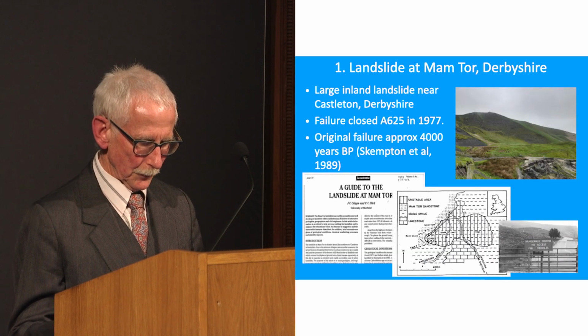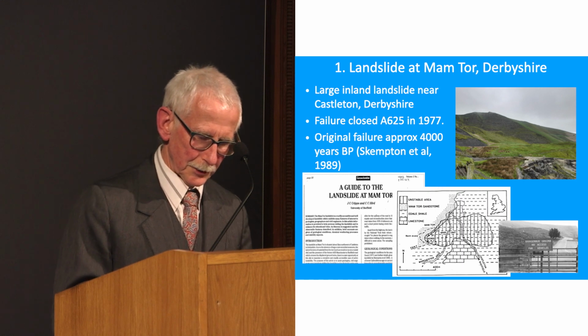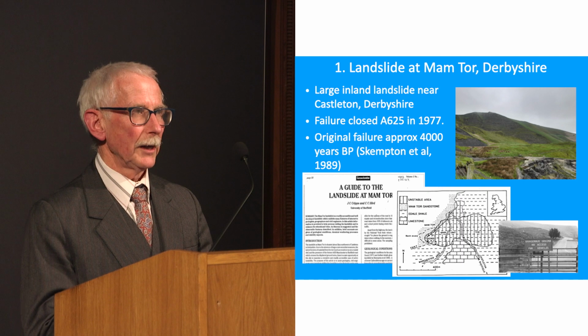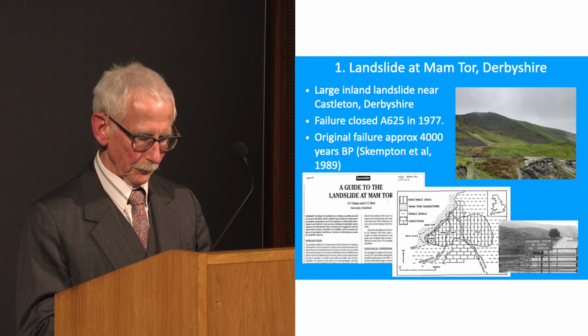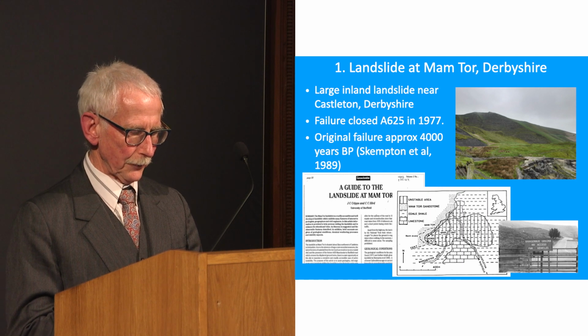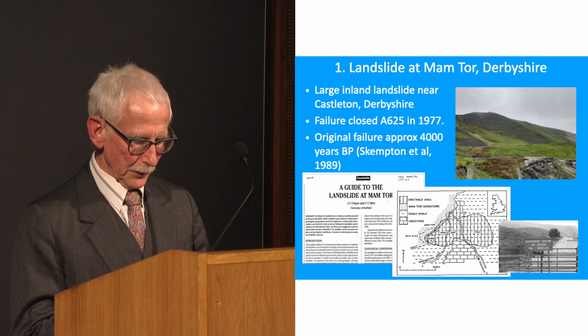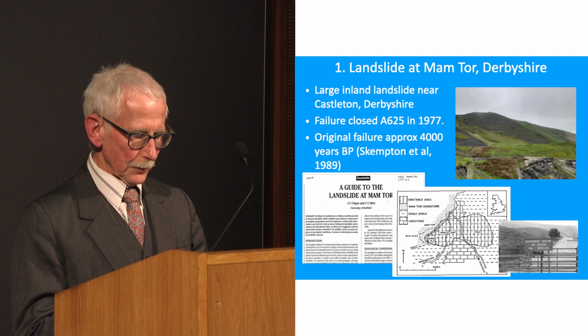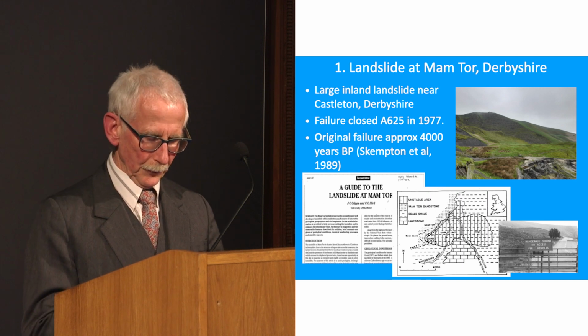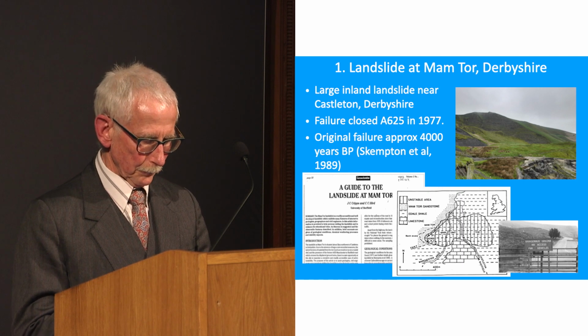The first one is Mam Tor, which is a landslide. It was my first investigation involving pyrite, and it also involved the weathering of mudstone. The landslide in 1977 eventually caused the closure of the A625 road from Sheffield to Manchester. The road had been constructed in the early part of the 19th century across unstable land, which it crosses twice.